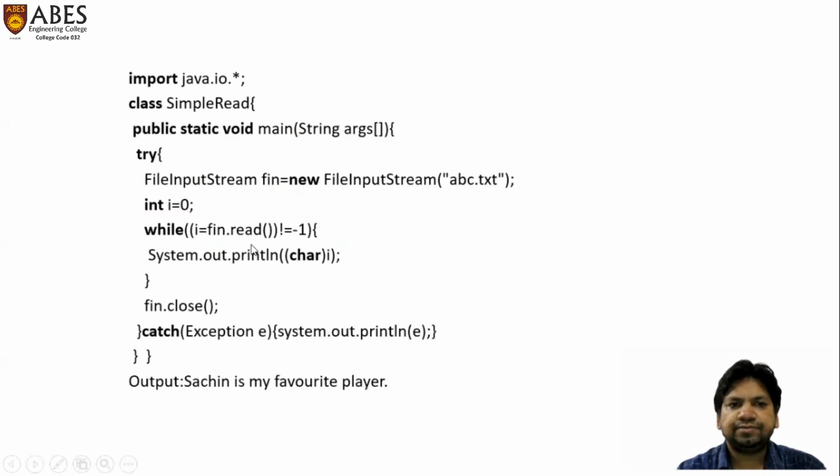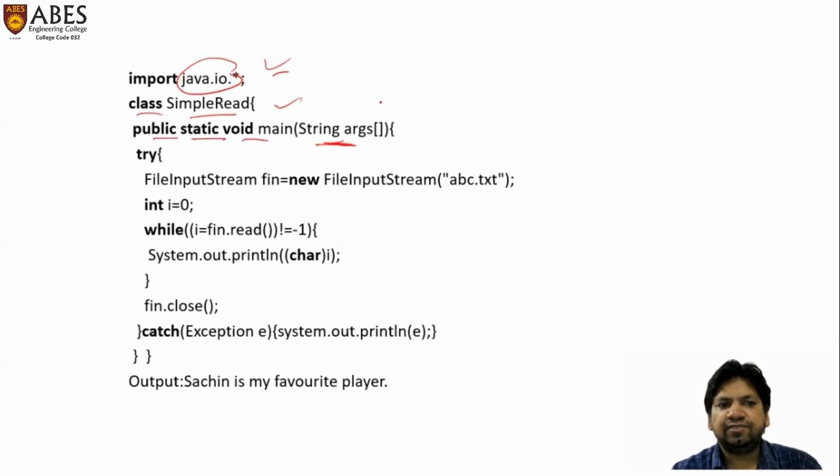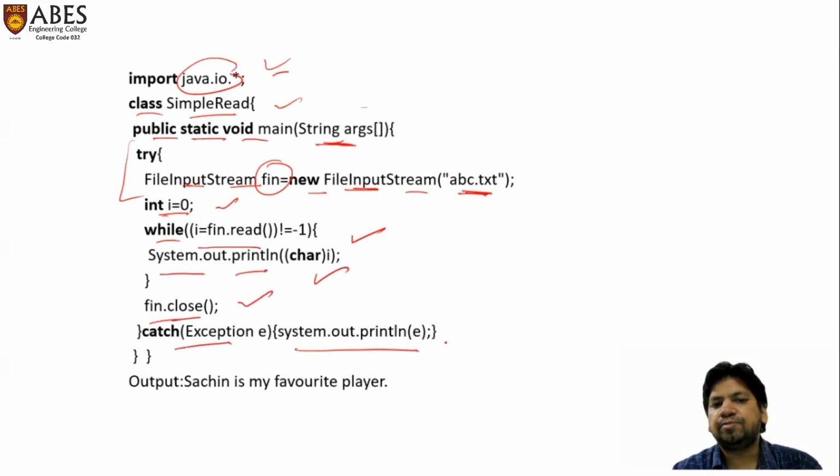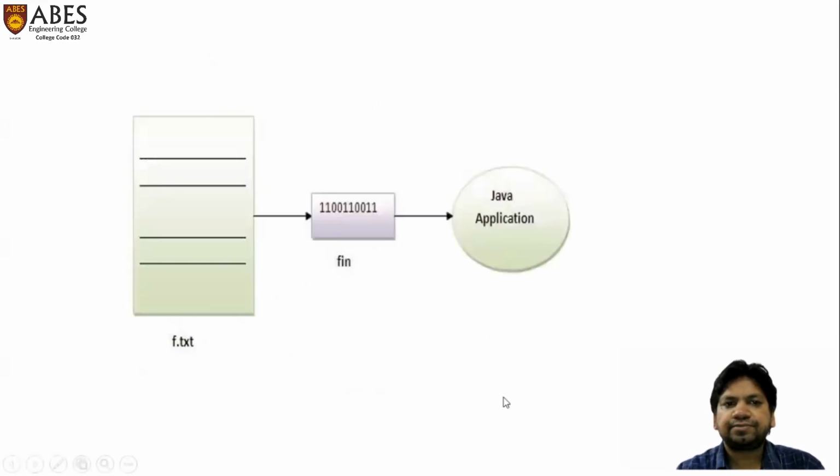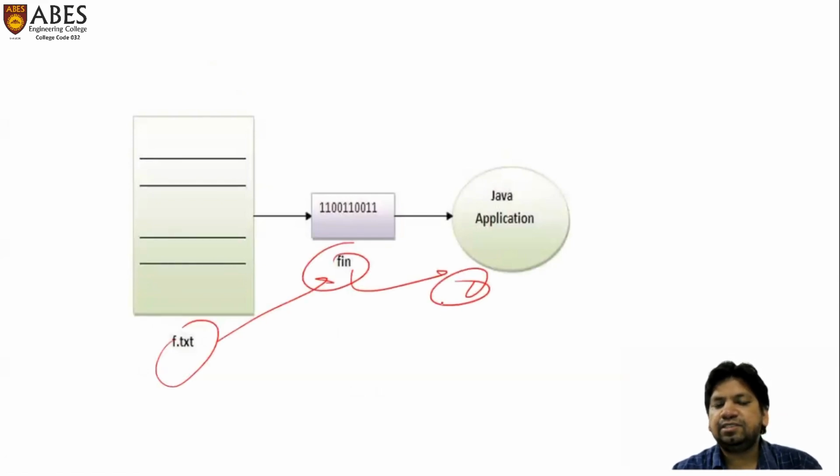See the example: import java.io, class SimpleRead, public static void main(String args[]). Here FileInputStream fin = new FileInputStream("abc.txt"). int i = 0; while ((i = fin.read()) != -1), until we reach the end, System.out.print((char)i), and fin.close(), and catch the exception. Output: Sachin is my favorite player. Okay, you can see that f.txt is the input and in the Java application it is reading.